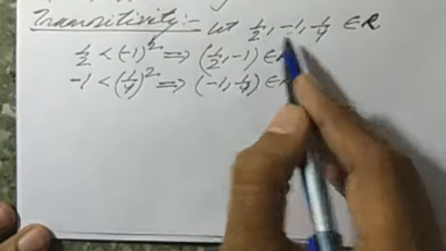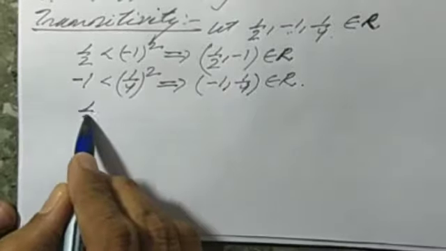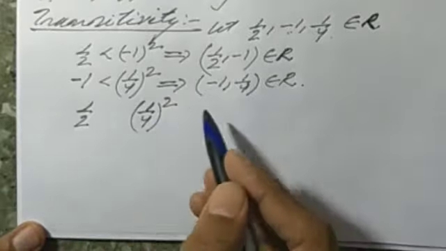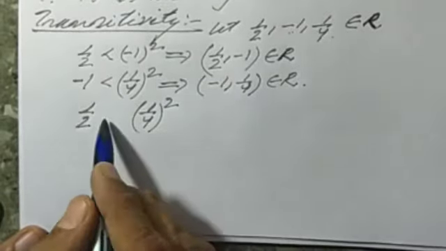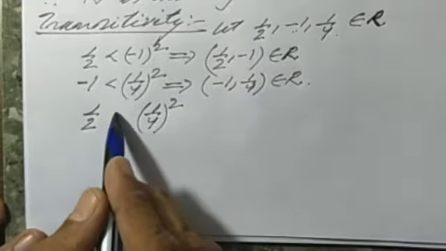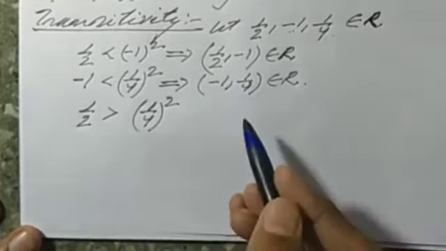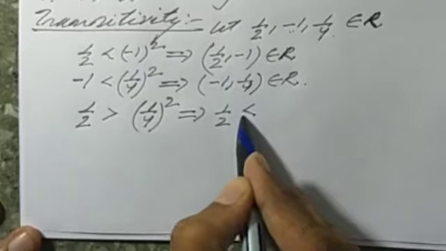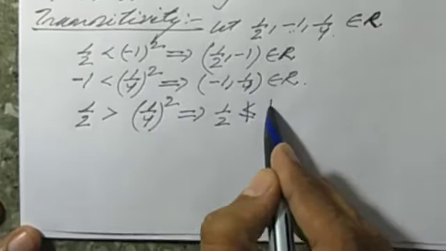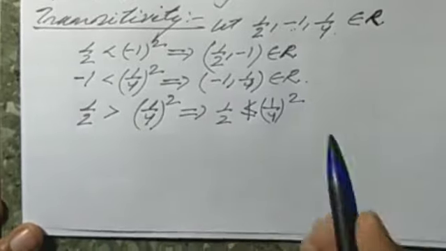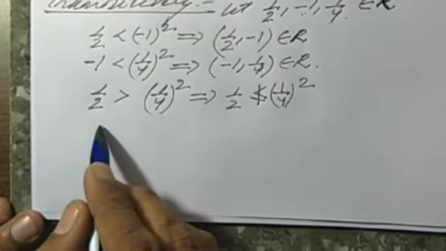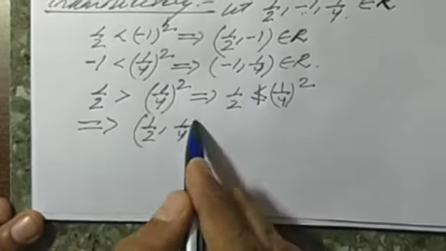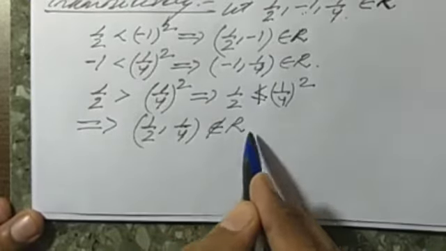But if we consider the first and third one, that is 1/2 and 1/4, 1/4 squared is 1/16, which is obviously less than 1/2. So we may say that 1/2 is greater than 1/4 squared. So it implies that 1/2 is neither less than nor equal to 1/4 squared. So according to the given criterion of the relation, it implies that (1/2, 1/4) does not belong to R.